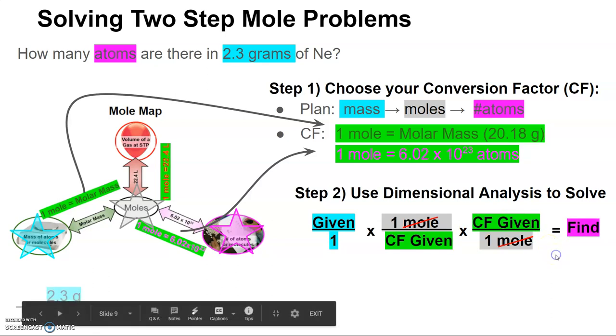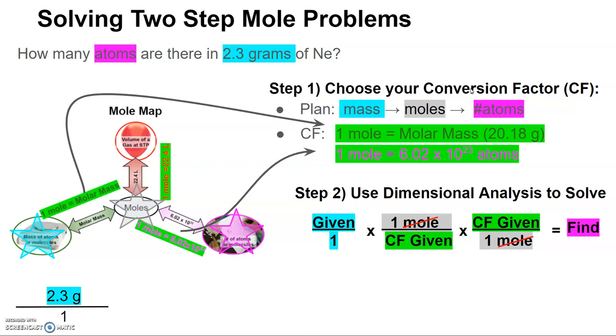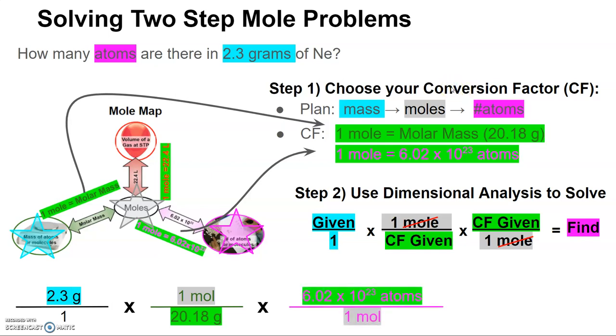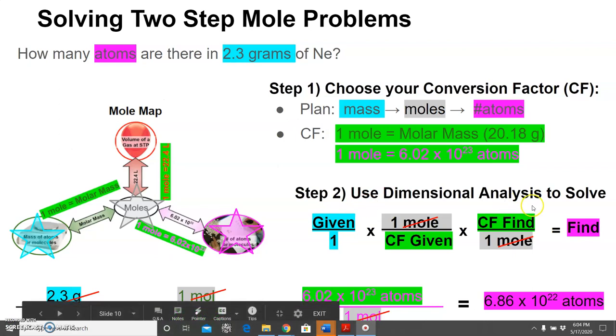So what exactly does that look like for this problem? Okay. So we're going to start with 2.3 grams over 1. That's my given. Multiplied by 1 mole over 20.18 grams. That's the molar mass of neon. So that way grams will cancel out. And then multiply that by 6.02 times 10 to the 23 over 1 mole, so that the moles will cancel out, leaving me with 6.86 times 10 to the 22 atoms. Okay, so that's how we get our answer here.